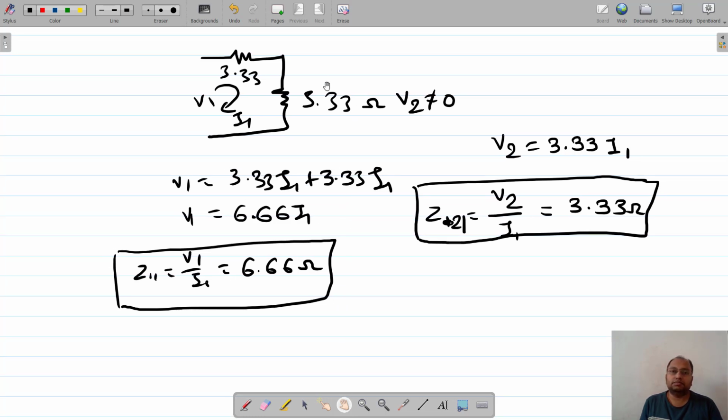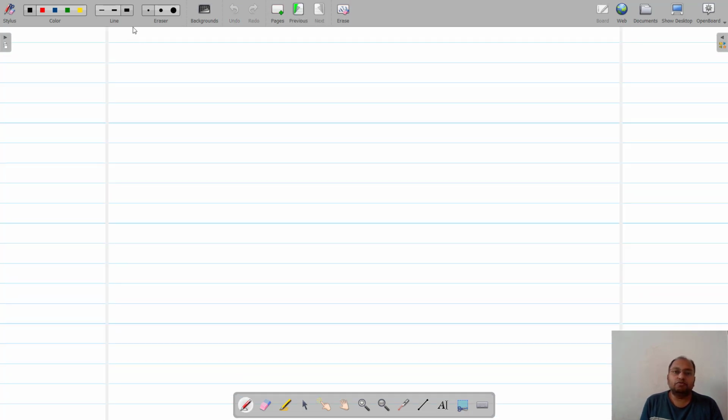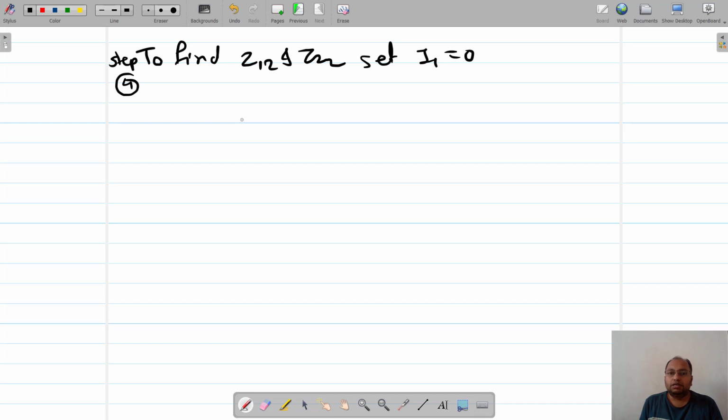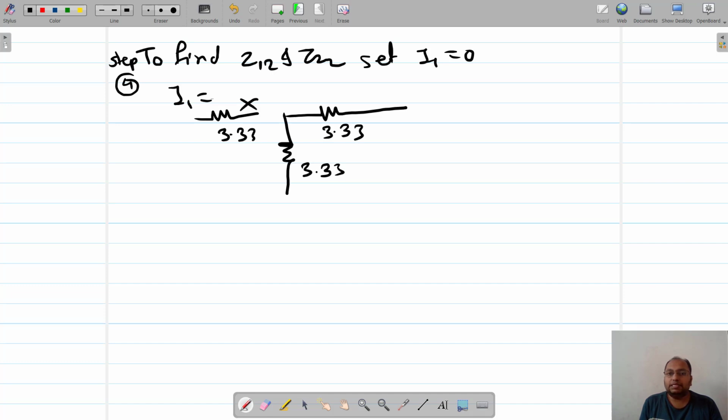Let us go for the next page. Fine. So this is, let us say, step number 4. To find Z12 and Z22, set I1 equal to 0. Therefore this 3.33 ohm resistor will not be in the picture. So over here, this is 3.33, this is also 3.33, because I1 we have made 0, but V1 will not be 0. V1 will be the drop across this 3.33 because of I2, right?